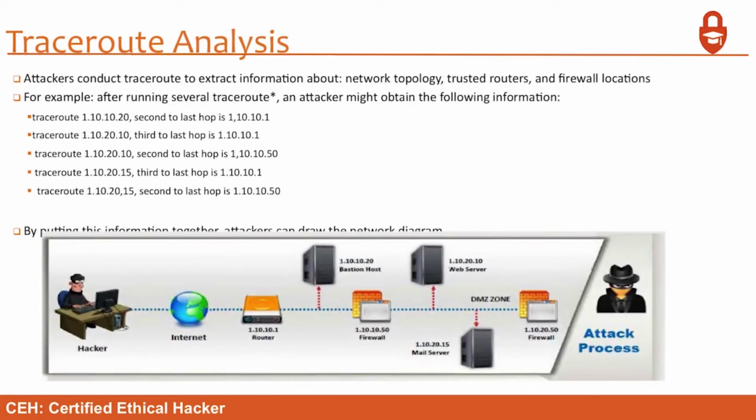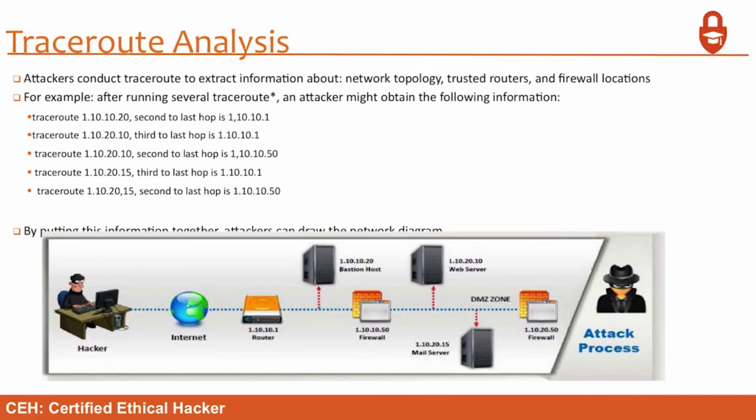So firewall locations. For example, after running several traceroutes, an attacker might obtain the following information. So you have this traceroute feedback, and then putting this information together, attackers can draw the network diagram. So you can kind of tell what's what and where. Okay, so this is true. This is how people use it.